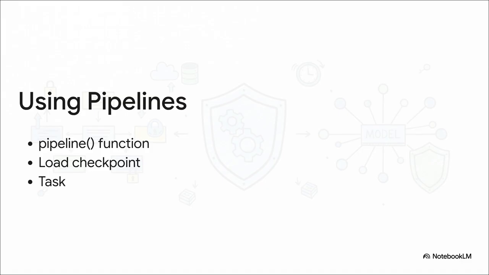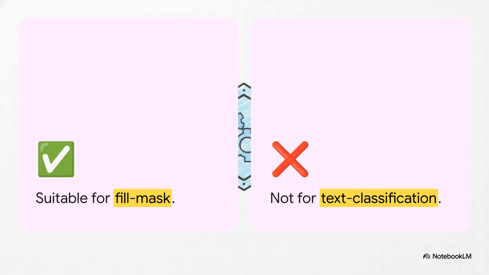Loading a model inside a pipeline like this just abstracts away all of the heavy lifting. It gets you up and running super fast. There is a catch, though. You've got to be careful because the chosen checkpoint actually has to be suitable for the specific task you're using it for. Loading CamemBERT base for mask filling works perfectly.